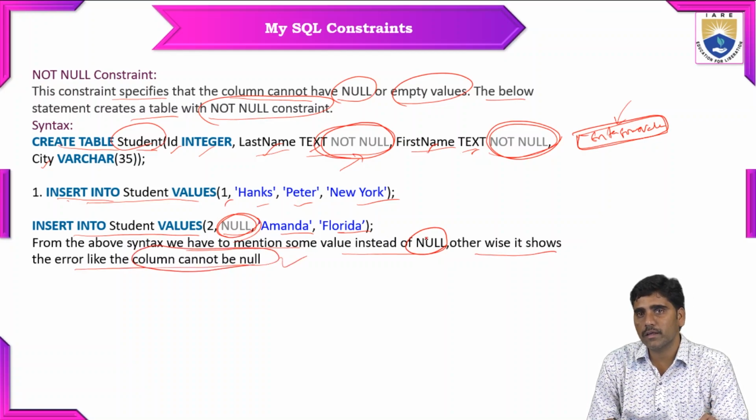It shows errors like: column should contain at least one value, or else column cannot be null. It is asking you to enter at least one value. So, column cannot be null.